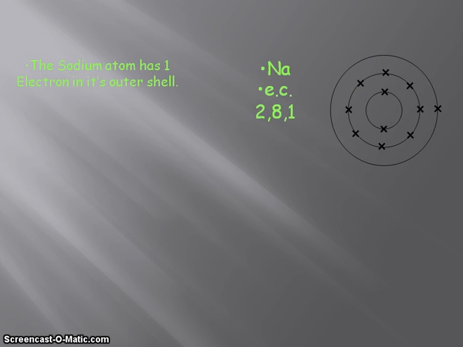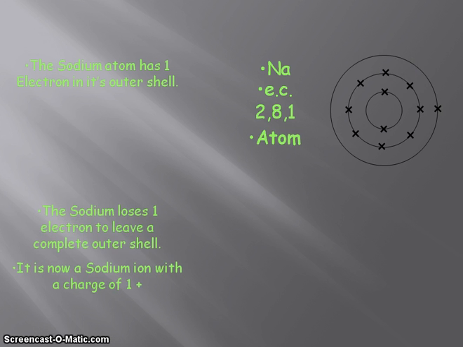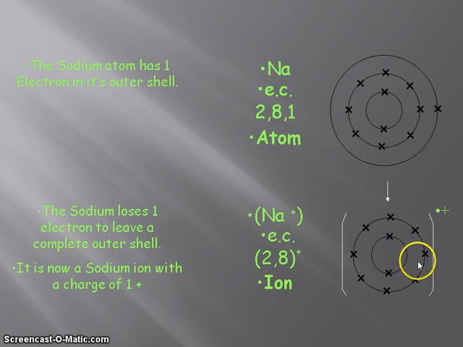A sodium atom has one electron in its outer shell. You can see here 2, 8, 1. Sodium loses one electron to leave a complete outer shell. It is now a sodium ion with a change of one electron: Na plus, 2, 8. This one has a plus charge.